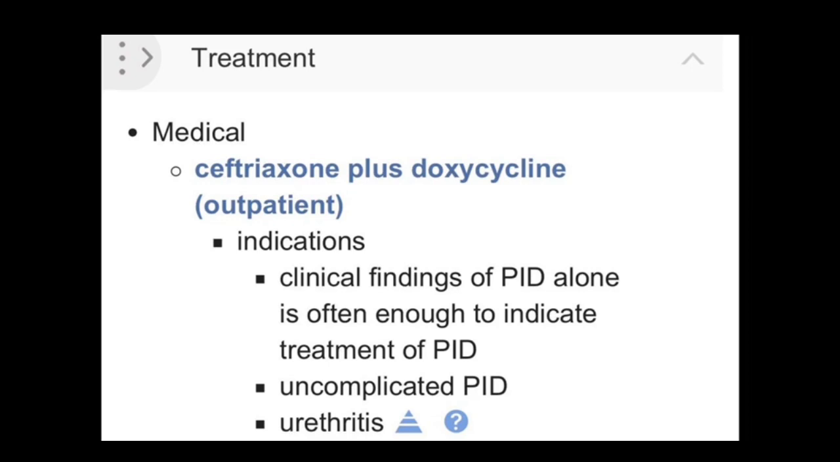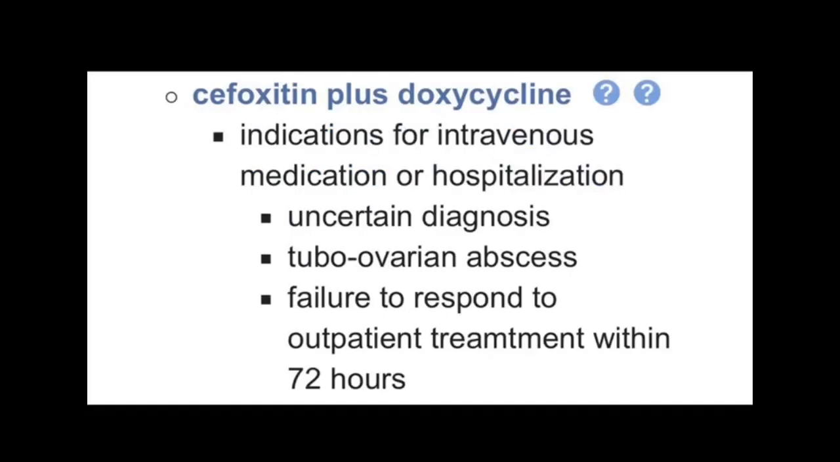Treatment of pelvic inflammatory disease is typically medical. This can include ceftriaxone plus doxycycline as an outpatient, which is indicated when there are clinical findings of pelvic inflammatory disease alone, which is often enough to indicate treatment of pelvic inflammatory disease. Other indications for ceftriaxone plus doxycycline as an outpatient include uncomplicated pelvic inflammatory disease and urethritis.